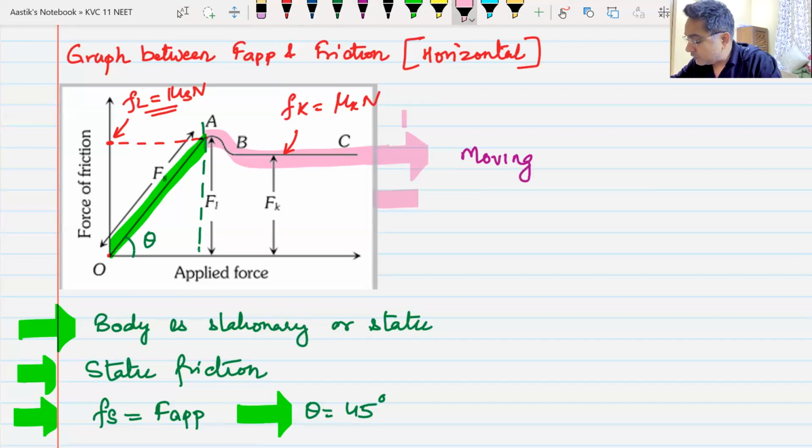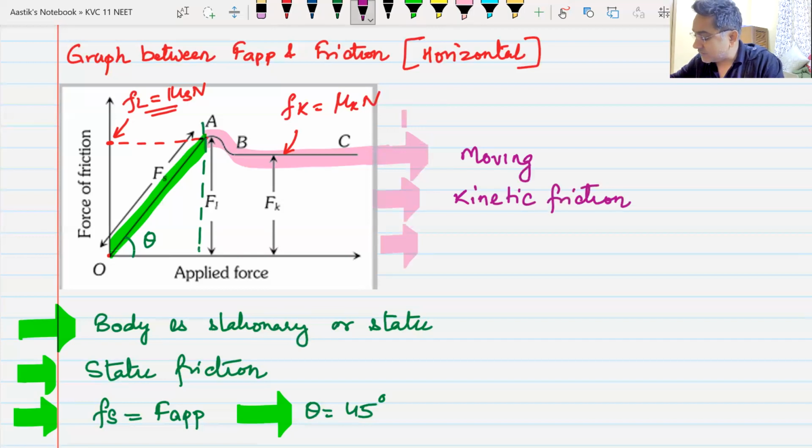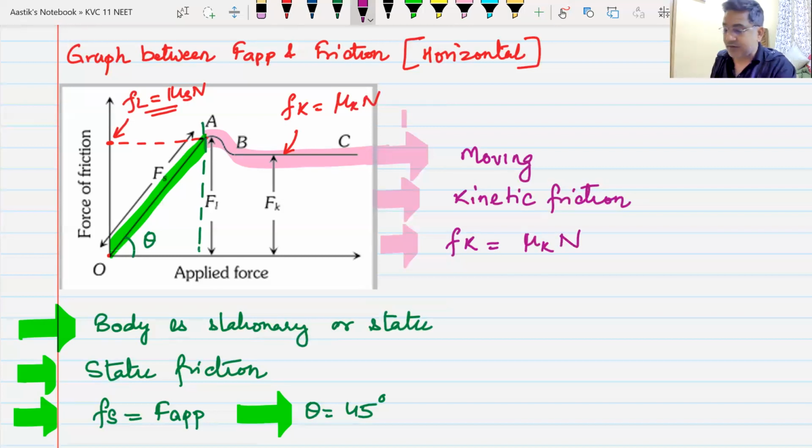In this pink zone, what is the friction which is acting on the body? Tell me, which friction is acting on the body? Static or kinetic? The friction which is acting on the body is kinetic friction. What is the value of this kinetic friction? The value of this kinetic friction is mu k into N.